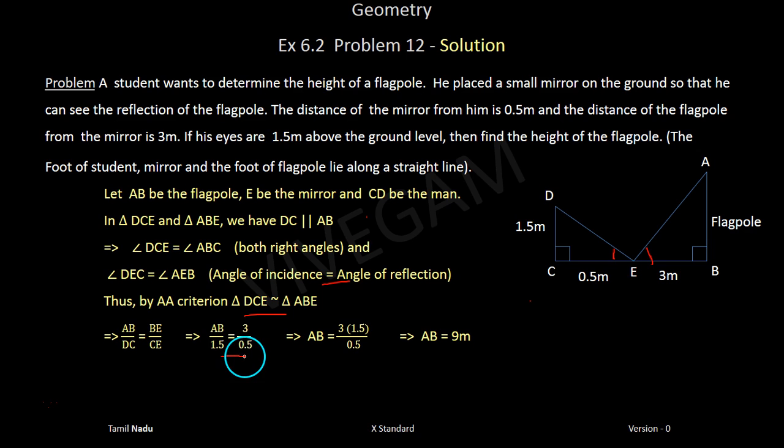So this equation becomes AB by 1.5 equals 3 divided by 0.5. This 1.5 goes to the other side, so AB will be 3 into 1.5 divided by 0.5. So 0.5 goes into 1.5 three times, so 3 into 3 is 9. So the height of the flagpole is 9 meters.